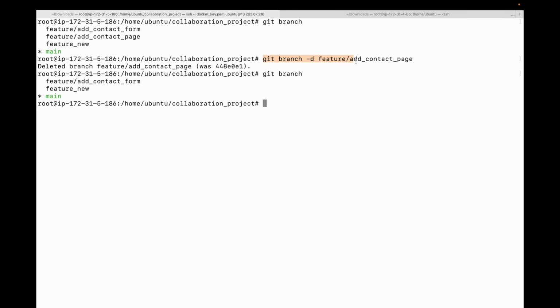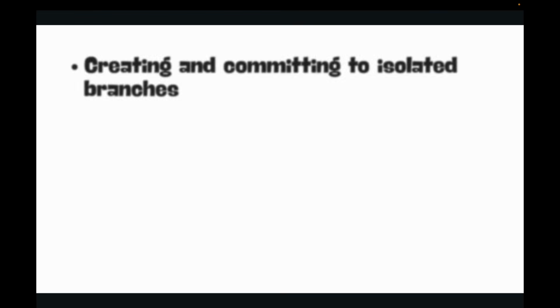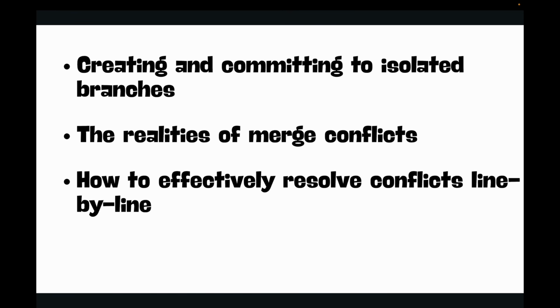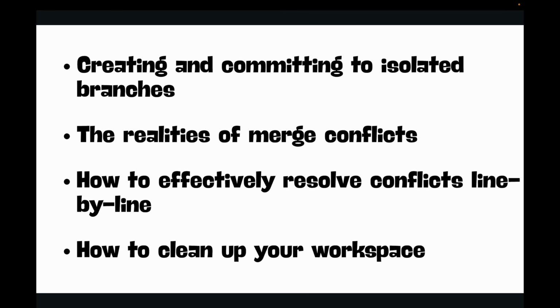Congratulations, you have just completed a full feature branch workflow, including navigating and resolving a common Git challenge. This project has solidified your understanding of creating and committing to isolated branches, the realities of merge conflicts, how to effectively resolve conflicts line by line, and finally, how to clean up your workspace. This is a fundamental skill that will serve you well in any development team. In our next video, we will start exploring collaborative development on GitHub. So we will talk about creating a pull request, reviewing the code, closing the pull request, and all those things.